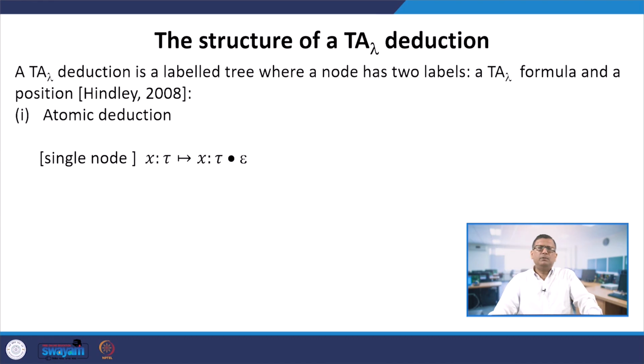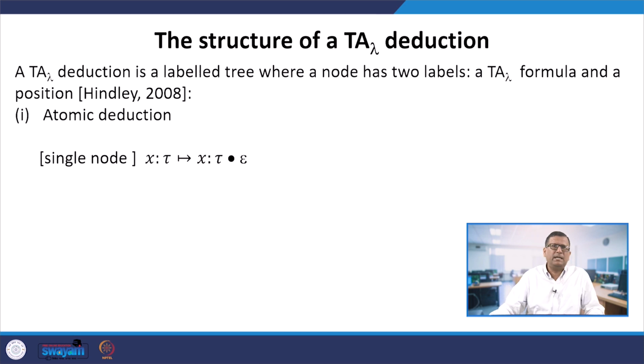Now we are going to study the structure of a T lambda deduction. We have seen that a T lambda deduction is represented in a conventional manner with premises, then a horizontal line, and then a conclusion. This is how the inference rules are written, and we have seen different examples. Another way of giving the deduction is via a tree-like structure, which is very similar to the way we defined the construction tree of a term.